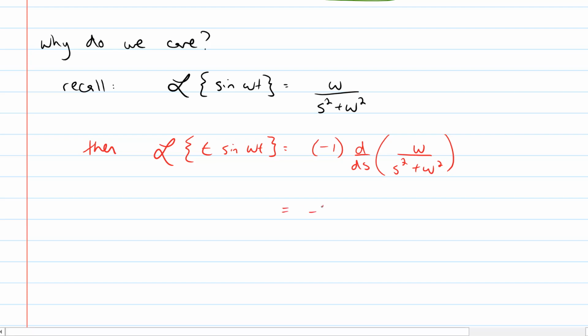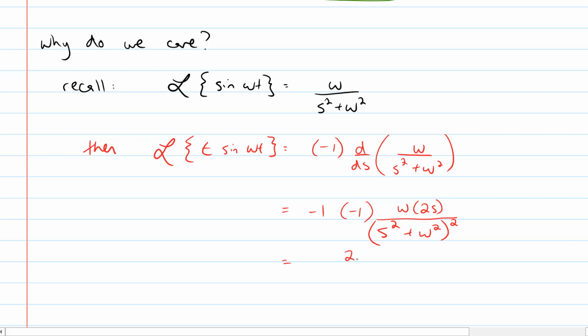We're going to have a -1 up front. And the derivative of omega over s squared plus omega squared: we take that denominator, s squared plus omega squared, and raise it to the -2 power, so squared in the denominator. We're going to multiply by a -1 there, and we have an omega, and now we're taking the derivative of s squared plus omega squared, and so we're going to get 2s.